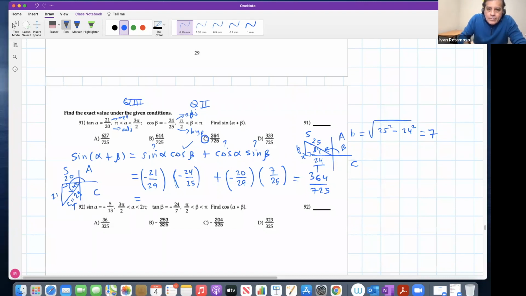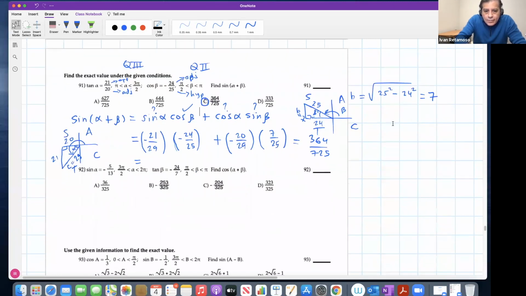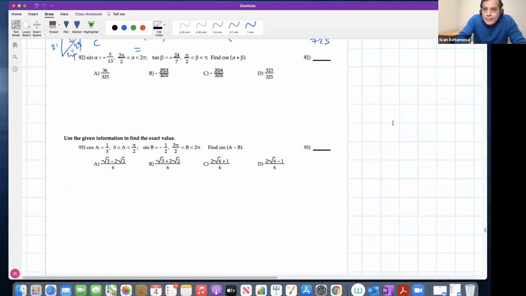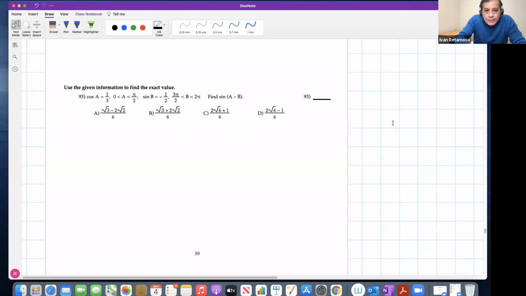Use your calculator to compute the hypotenuse or the height, the base, whatever is missing, right? Using the theorem of Pythagoras. Right, this is similar. Now let's talk about the half angle formula, double angle formula, right? That is similar.